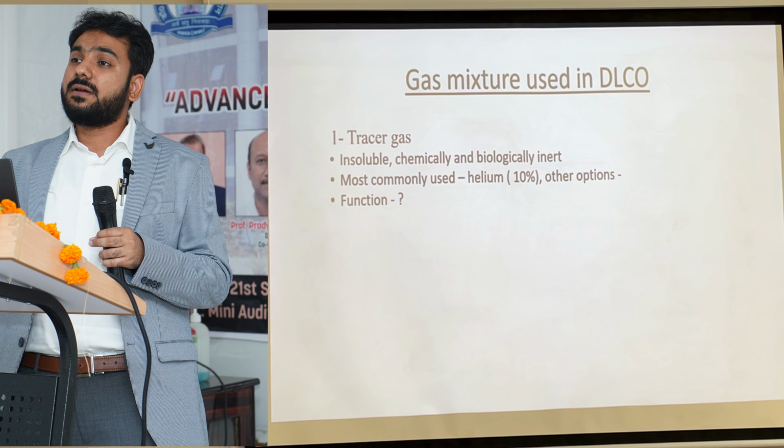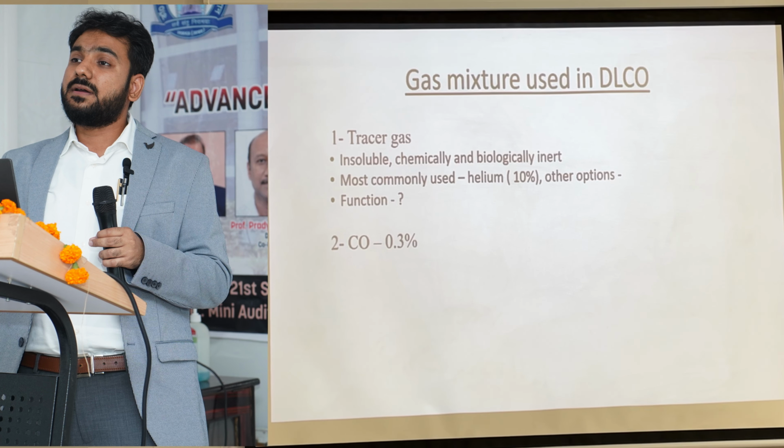Now what is the function of this tracer gas? It has two important functions. The first is that it is used in the determination of alveolar volume. As we'll talk about down the line, DLCO is calculated indirectly by calculating KCO and VA. We are not calculating DLCO directly per se. What we are calculating is VA and KCO, and these two components are then multiplied to give us the value of DLCO. So for calculation of VA, helium is used, the helium dilution method. Another important function of helium is that it gives us the value of CO which is already present in the alveoli. So these are the two important functions this tracer gas serves.